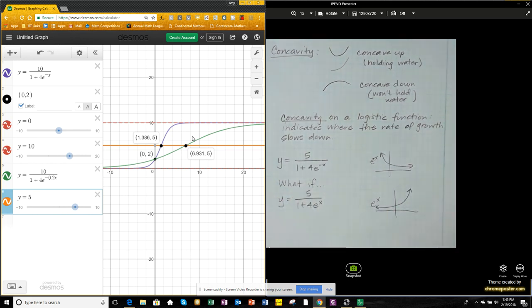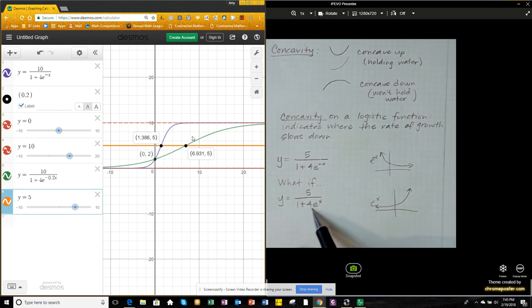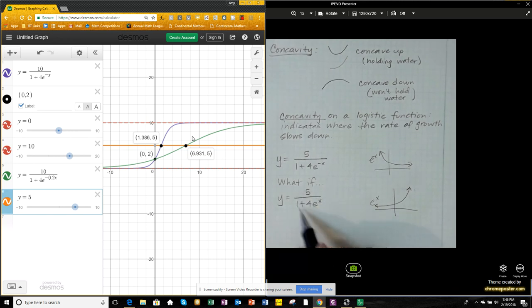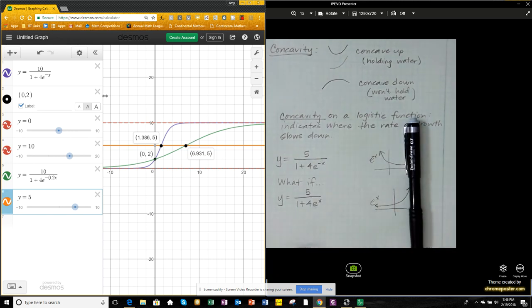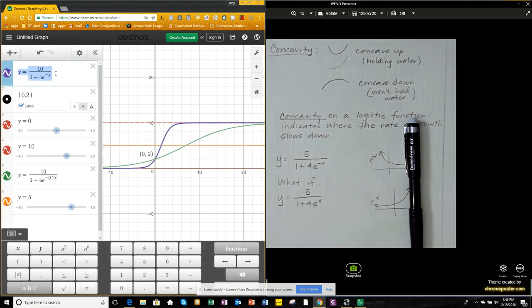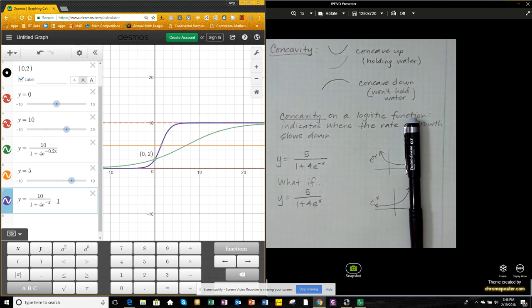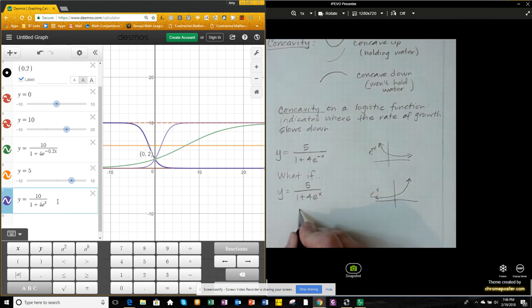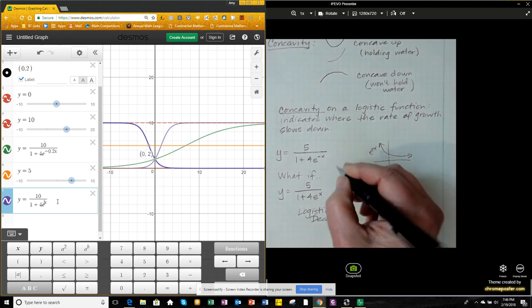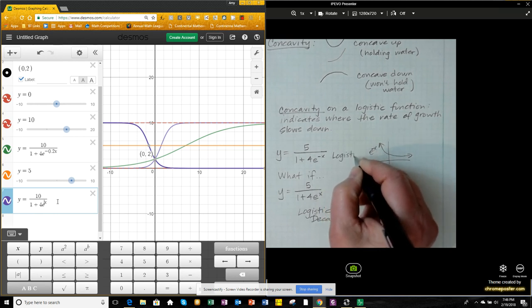It's an exponential growth. So what happens to this term here as x goes to infinity? This e to the x is getting very, very large, which means this is going to be 5 over a very large number, which means this is going to go to 0 as x gets really large. So I hope your instincts will tell you, I'm going to copy this, Control C, put it down here, Control V, and when I make that exponent positive, what happens to it? This became, with a positive exponent, a logistic decay versus a logistic growth.